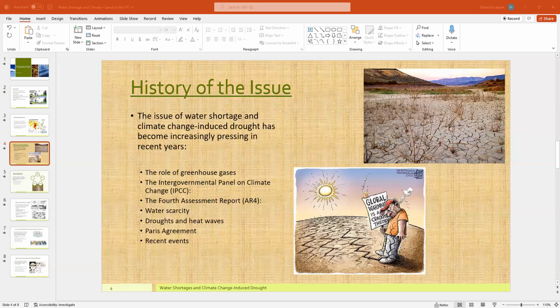Then we go to the Paris Agreement, which was in 2015. The Paris Agreement was signed by, I believe, about 196 countries, which committed to limiting global warming to well below 2 degrees Celsius and pursuing efforts to limit the temperature increase further. The agreement basically recognized the importance of water in the context of climate change.